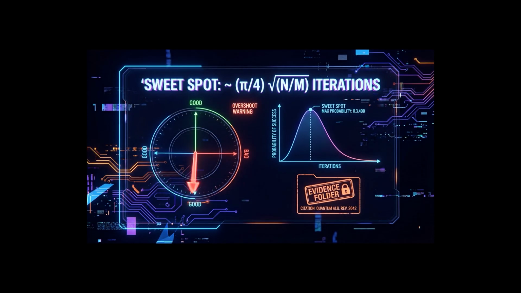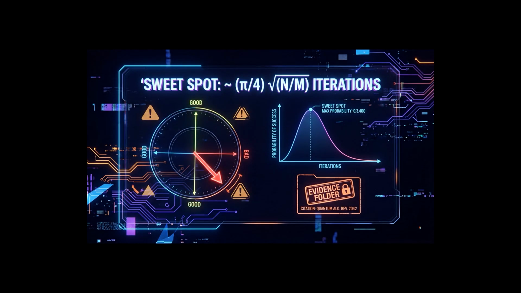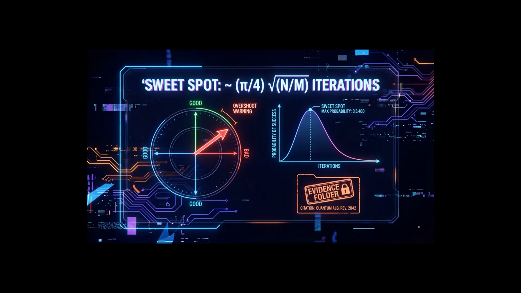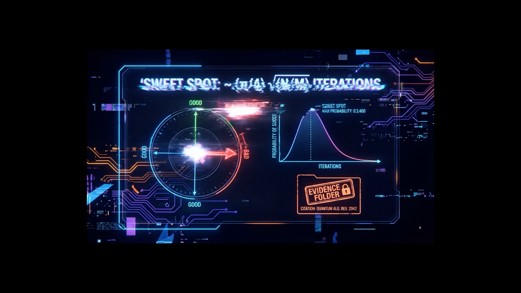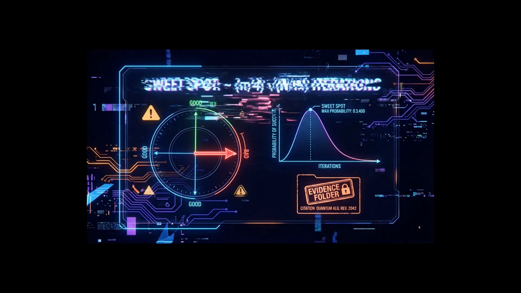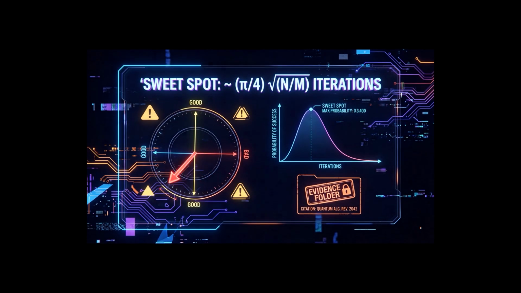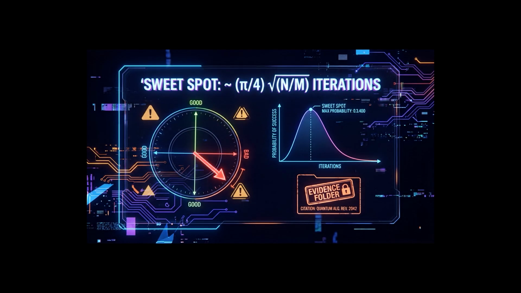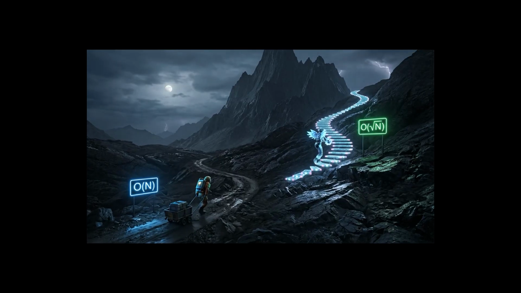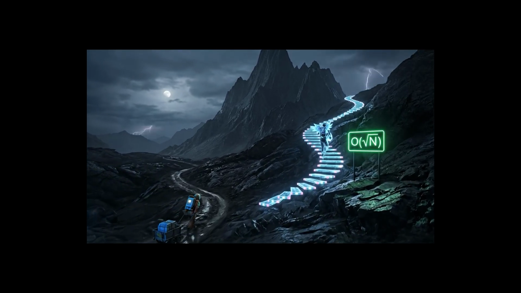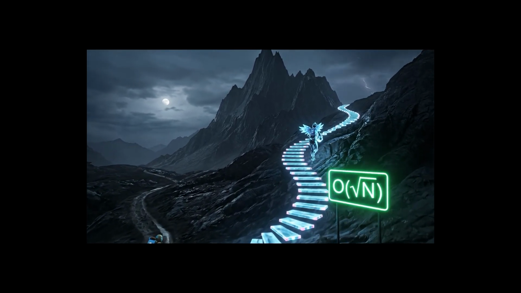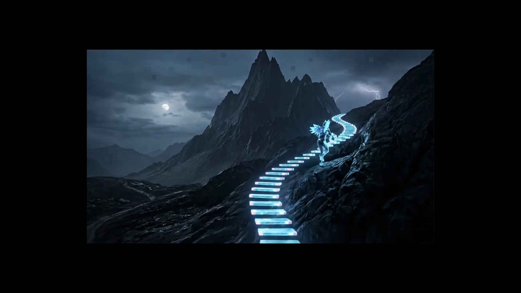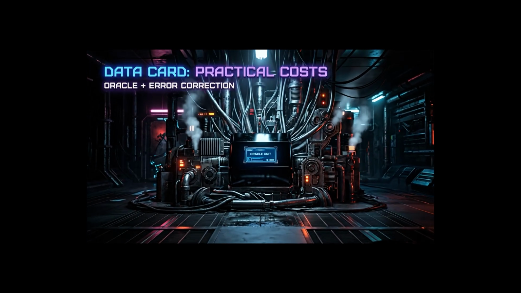But you can't just keep iterating forever. If you rotate too far, you'll pass the correct answer, and the amplitude will start to decrease again. The optimal number of iterations is around pi over 4 times the square root of n. Go past that, and your chances of finding the answer get worse, not better. So we have a quadratic speedup. That means for a problem that takes 1,000,000 steps classically, we might only need 1,000 quantum steps. That sounds amazing, but quadratic is not exponential, and quadratic is not free.